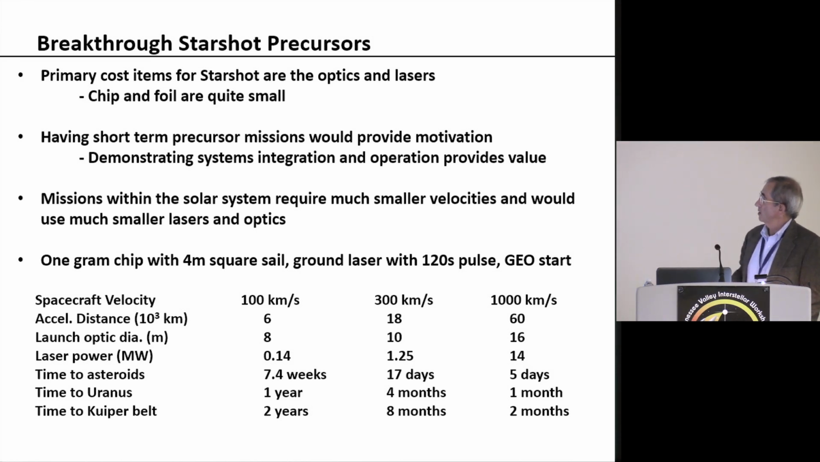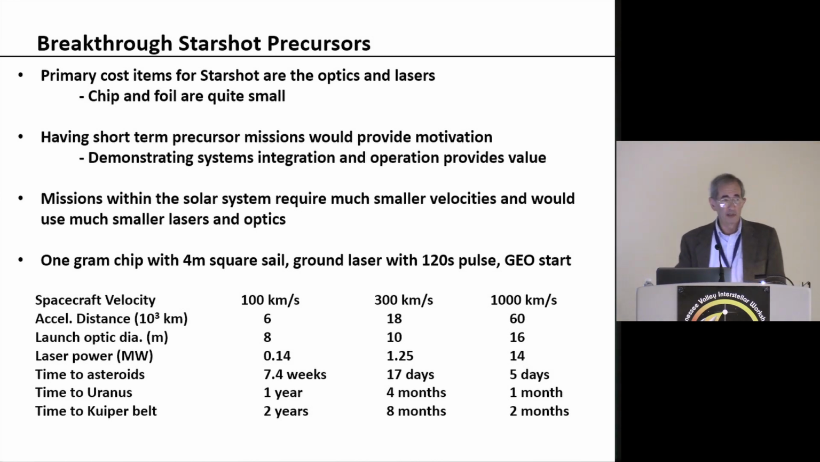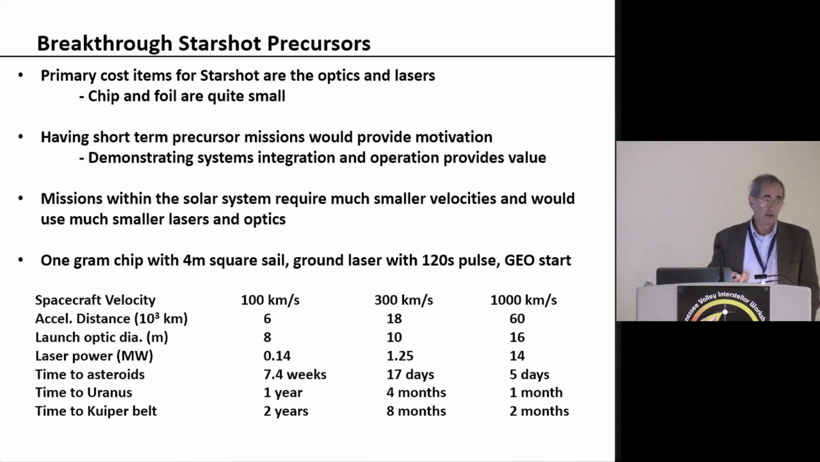The spacecraft is a 1 gram spacecraft. Clearly we can build that on the ground in the near future, and the foils are also quite small. But if you can have precursor missions that you can then use to motivate the long-term interstellar mission, and also get into demonstrating these systems to learn about integration and operation, this is going to be a tremendous benefit to that program. And of course, for missions within the solar system, the velocities are dramatically lower, so your laser costs and optics go down dramatically.